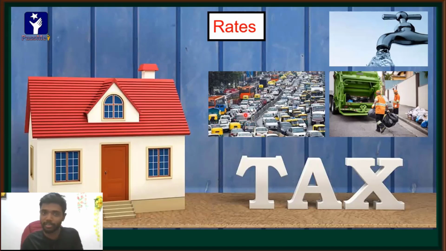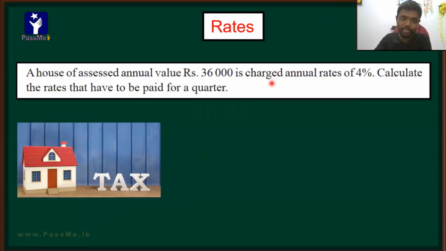Again, as a short summary, we know that the rate is the payment which we should pay to the government. So that is the most important word. We should pay to the government. We are using roads and this water drainage system, and all these things are maintained by the government. So for that we pay, and that is simply called rates. So rates, the first question.